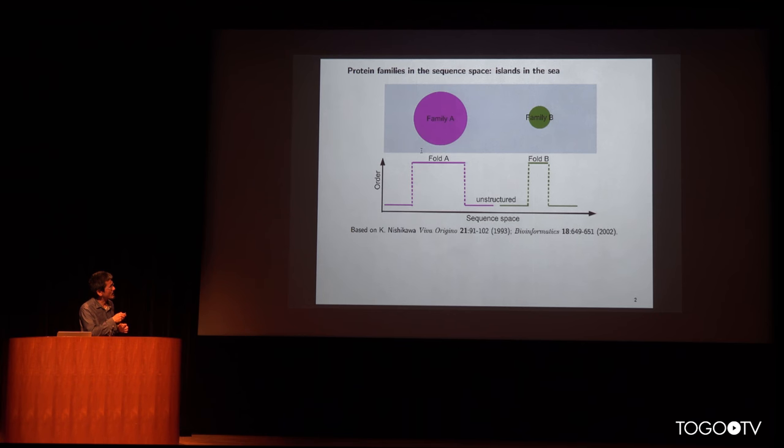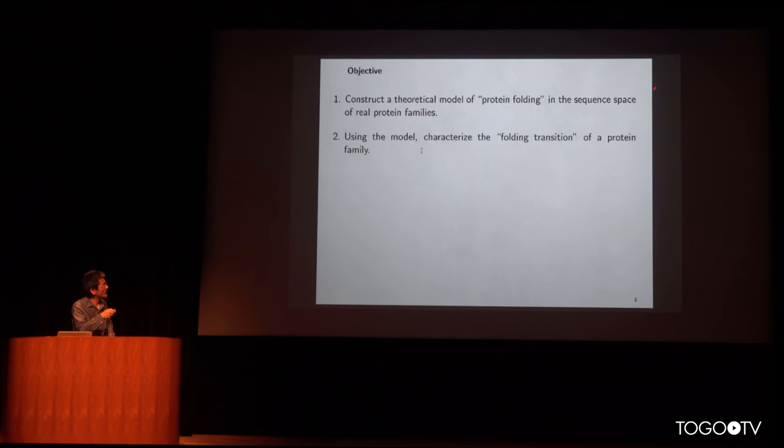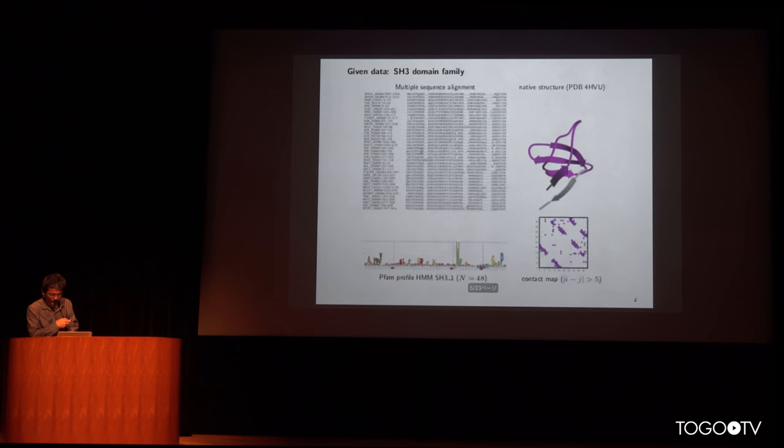And if you look at the structural order along the sequence space, you will see this kind of order-disorder transition. This is my expectation. And I would like to show that, using a mathematical model, this transition may occur in nature. So the objective is to construct a model that can study the folding transition in the sequence space, and using the model, characterize the transition.